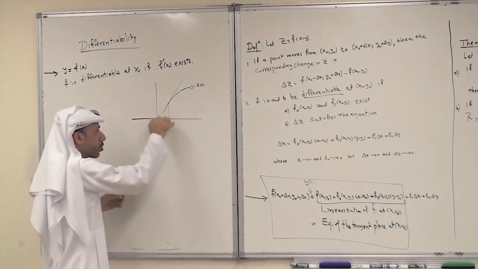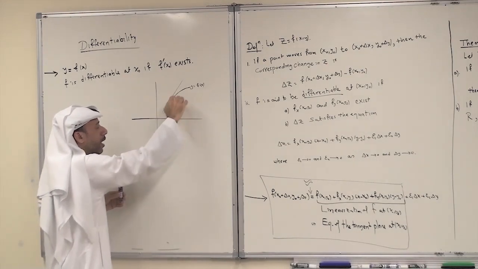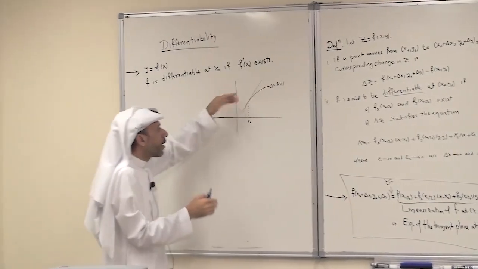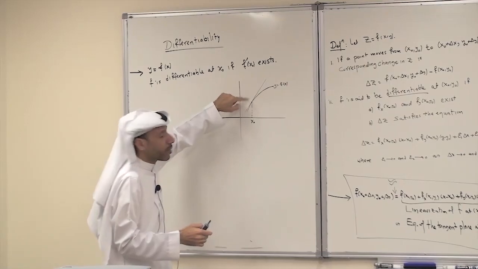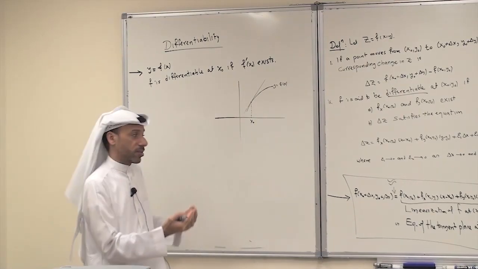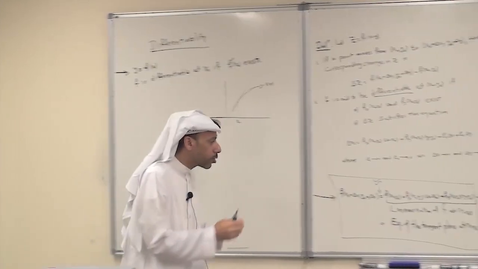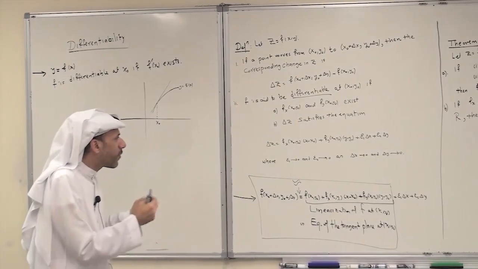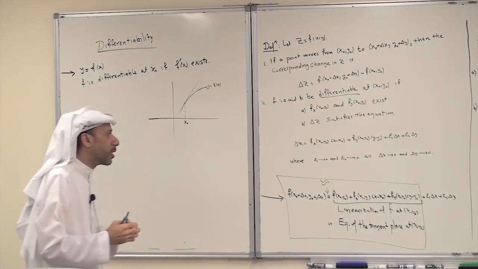Near x0, the function can be approximated by the equation of the tangent line, or by the linearization also. They are the same thing. Okay. So this is a feeling of the meaning of differentiability.